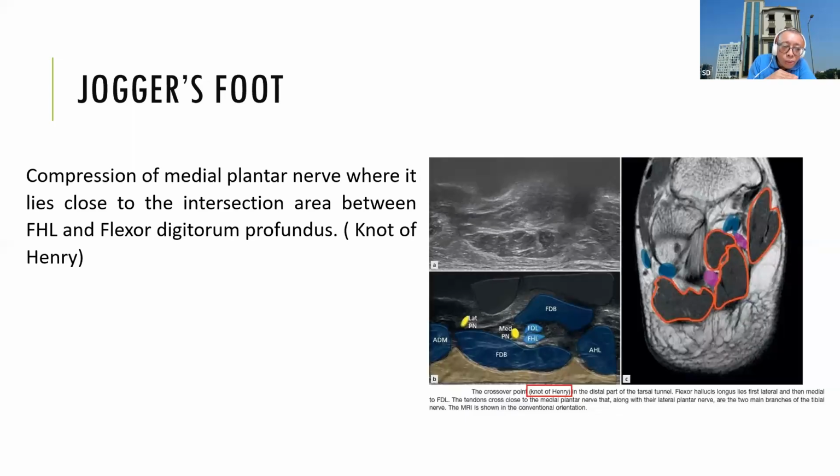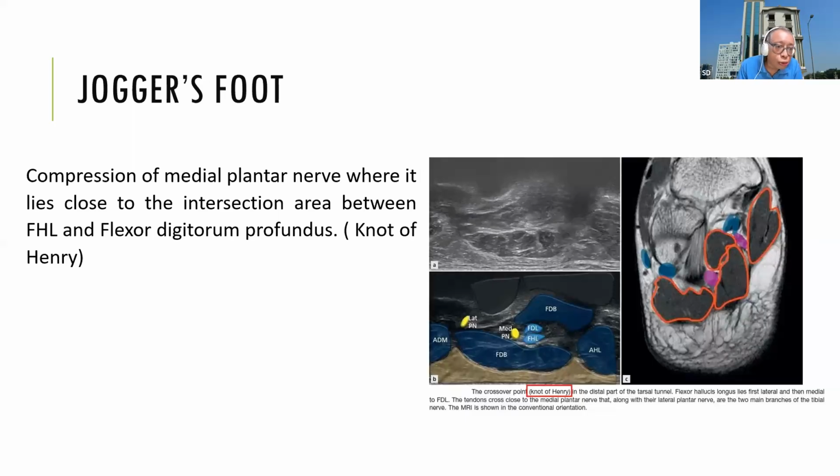Within the plane of flexor digitorum brevis, there are another two tendons which lie there, and these tendons are flexor digitorum longus and flexor hallucis longus. Within the two heads of flexor digitorum brevis, they intersect each other, and this is the site where there can be compression of the medial plantar nerve. This intersection is also known as the knot of Henry.